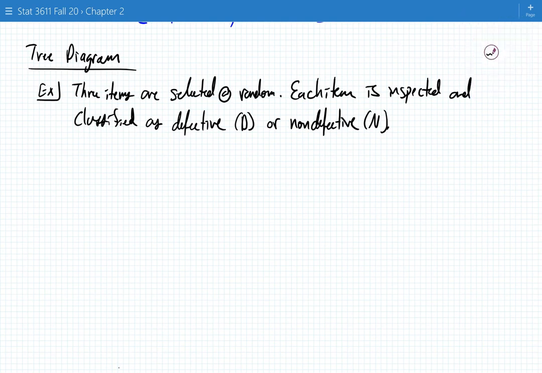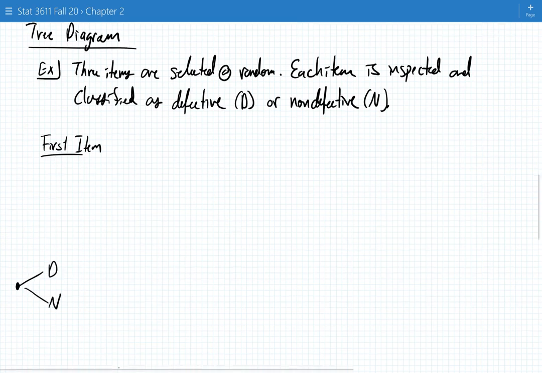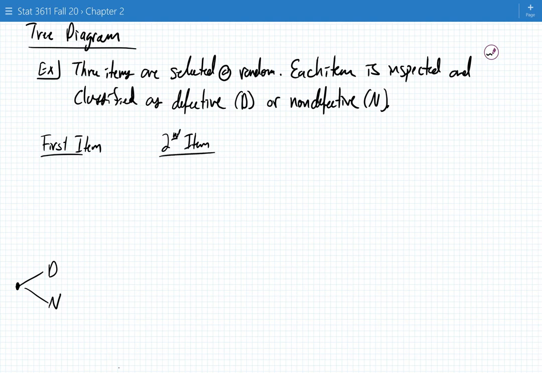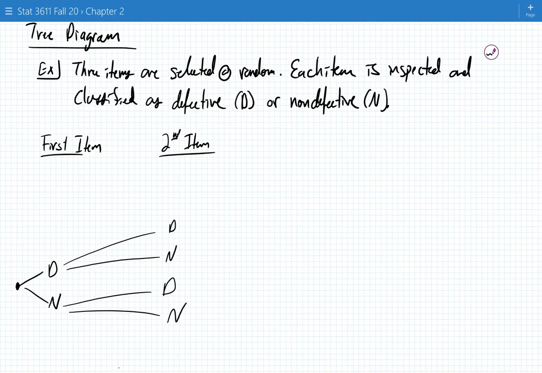And so when you have something that can be thought of as a sequential process, tree diagrams can be very useful. So let's take a look at the possibilities for the first item. We select it, and it's either defective or non-defective. Then you've got your second item that you choose, and that one is either defective or non-defective. So we'll extend another branch from each of these possibilities. And lastly, we have the third item.